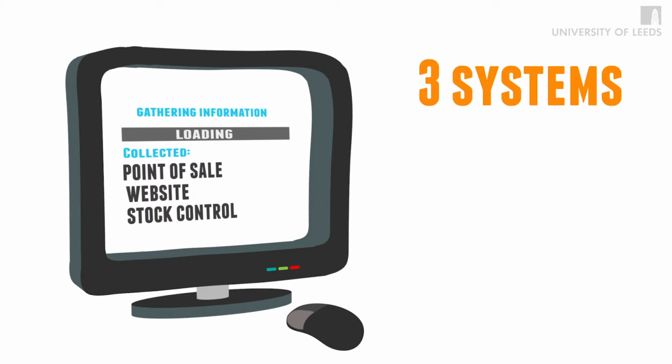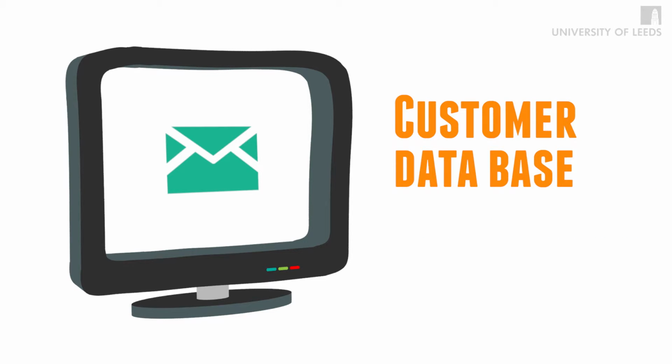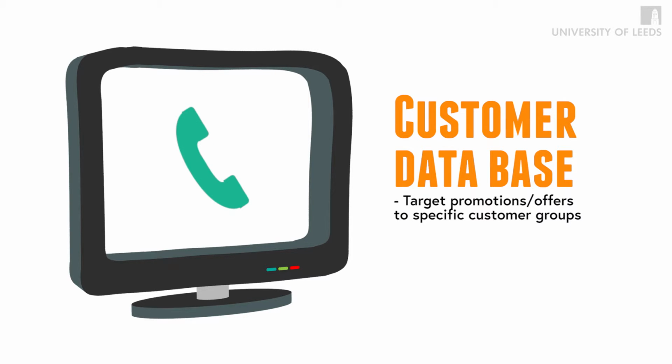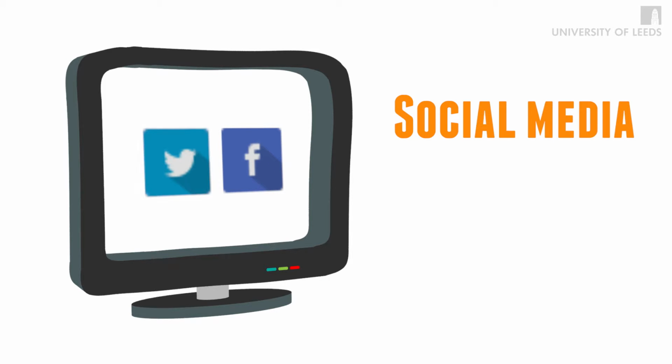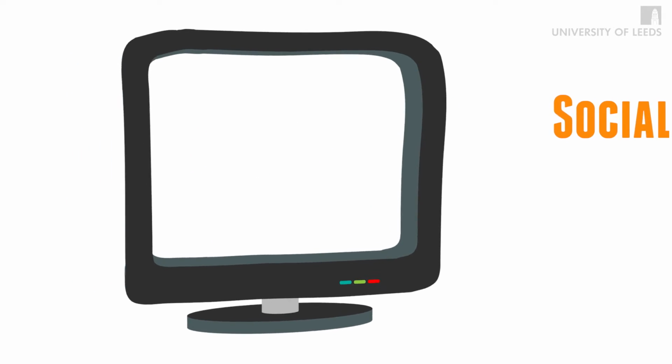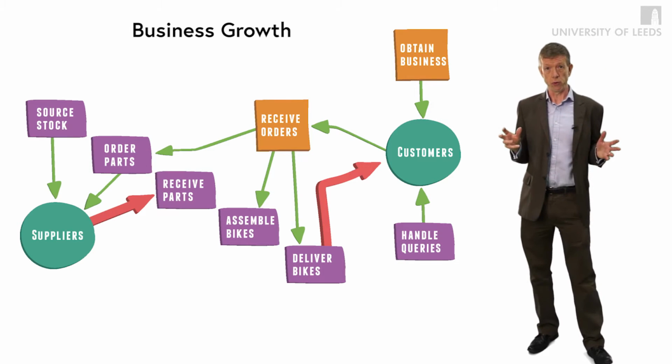Alongside that, in a more sophisticated way, is the potential to track your customers through customer relationship management. This is essentially a customer database, but it can be used to target offers and promotions to particular customer groups to boost sales. The third recent development in information systems is social media. So think about Facebook, think about Twitter. And this goes beyond the customer relationship management system to enable the firm to engage with a wider customer and brand community.